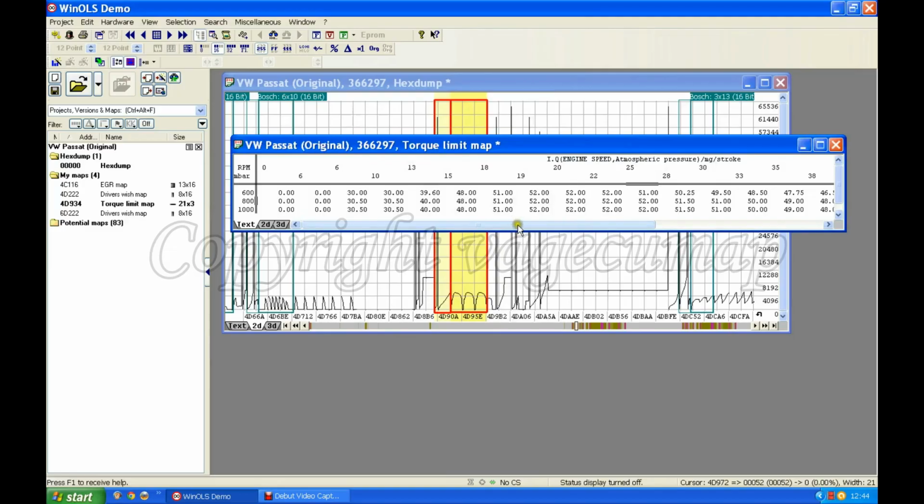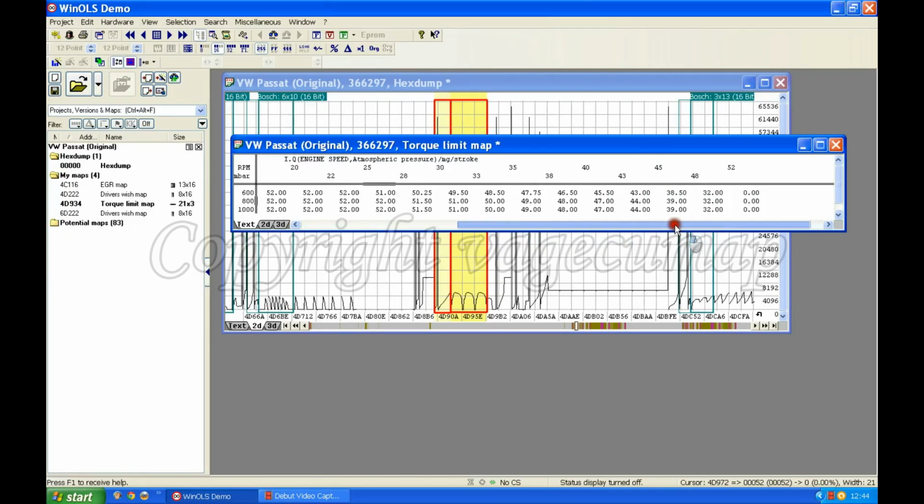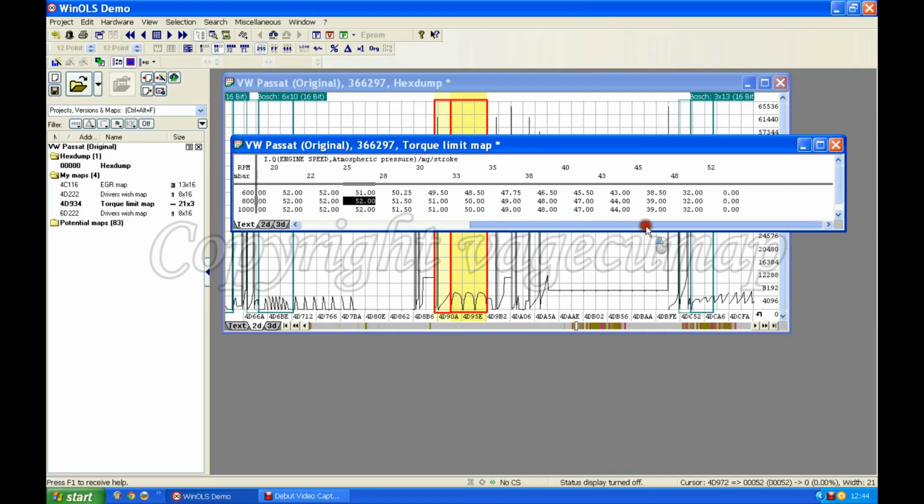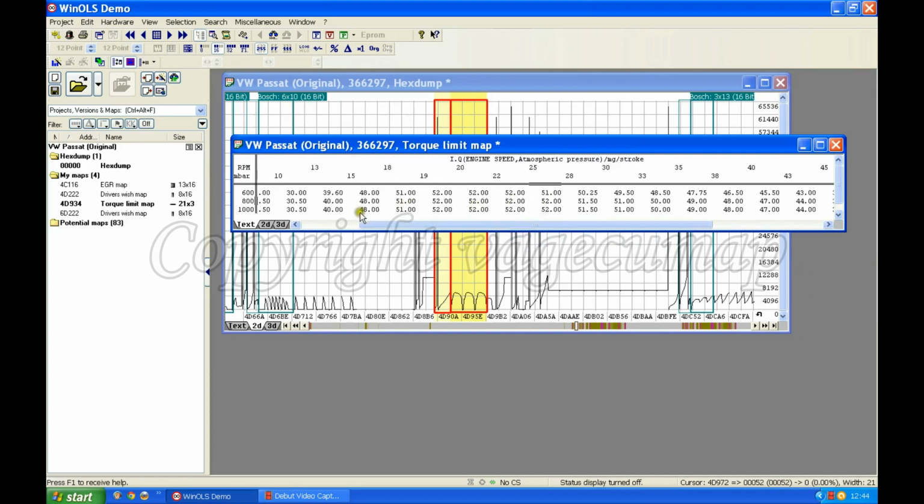So here we've got some figures. Now they might seem fairly familiar because we saw on the EGR map over here a figure of 51 milligrams, and then we saw on the driver's wish map figures in the region of 51, 52 with an absolute maximum of 70. And on here we've got figures, if we look at them, well, we seem to be stopping at 52, don't we? So we've got figures that stop at 52.